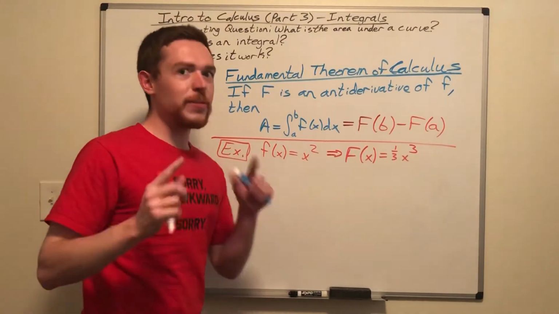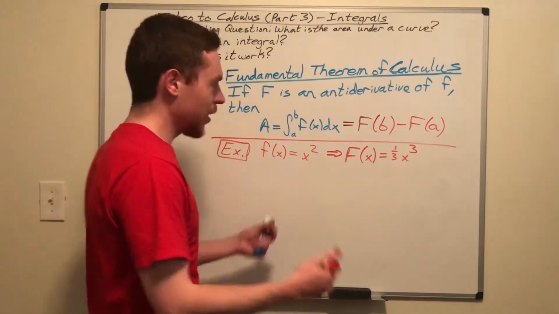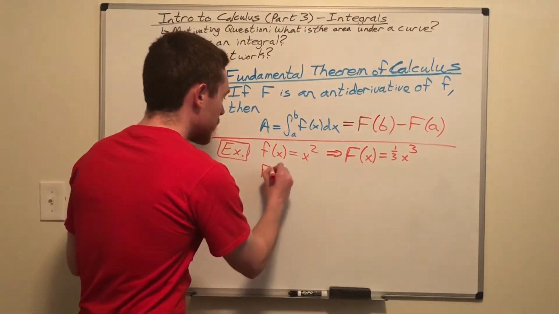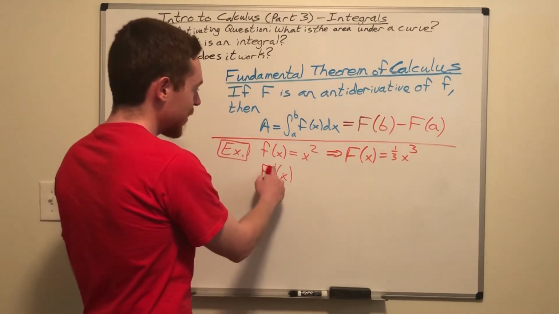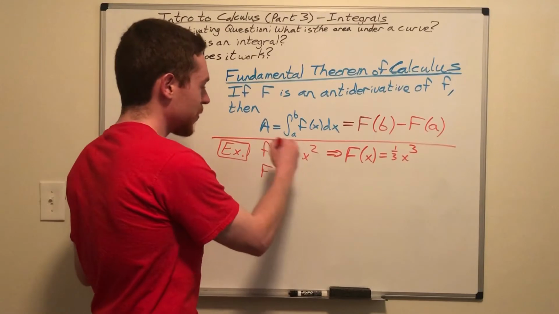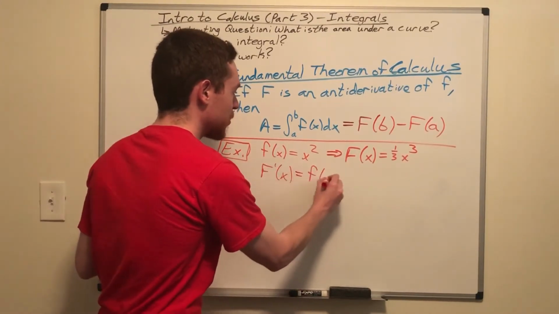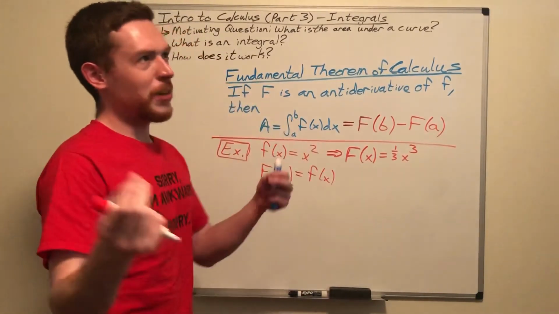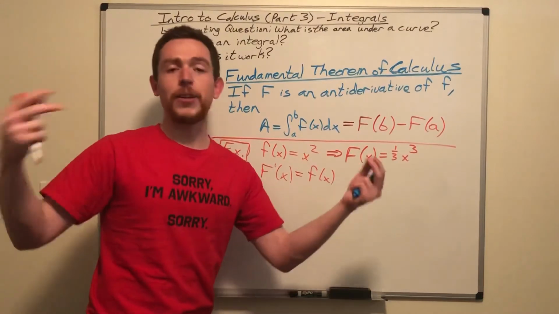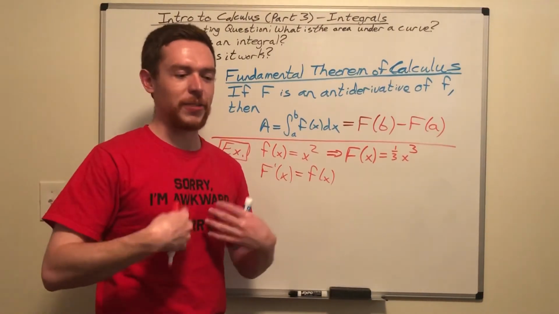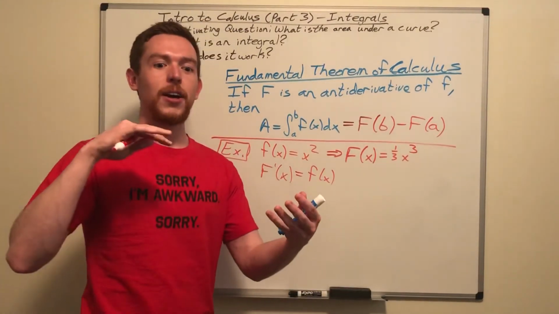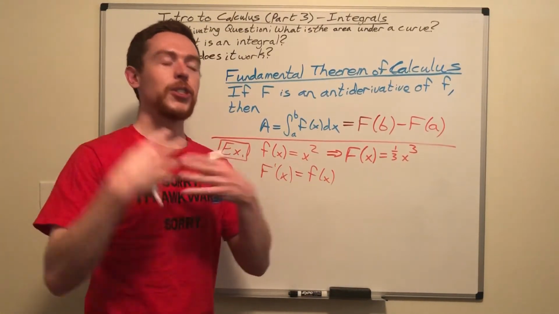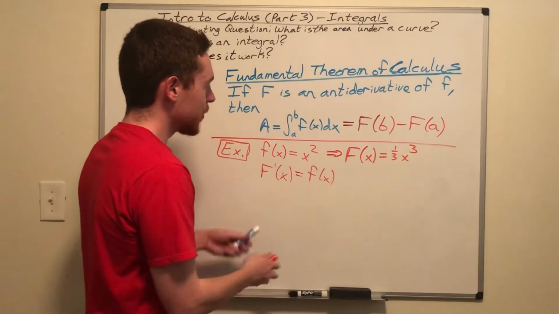With antiderivatives, you can always check your work, because if I take the derivative of my antiderivative, I should always get back to my original function, which makes sense. The derivative should undo the antiderivative. And it goes the other way too. If I take the antiderivative of the derivative, I get back to my original function. So these two processes are inverses of each other. They should undo each other. So let's check this.